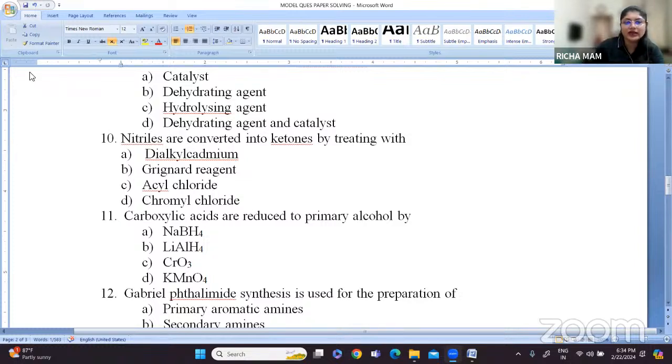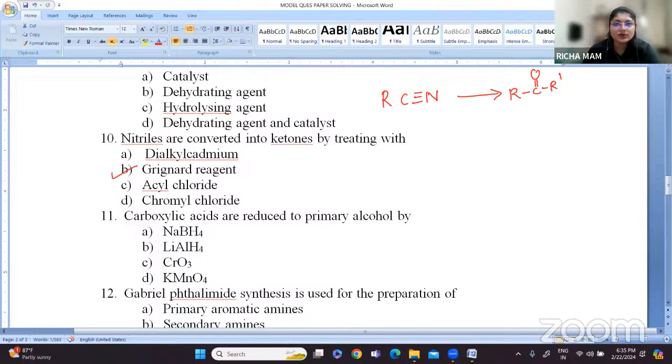So what are nitriles? I'll give you the structure of nitrile. So nitrile is this. Nitriles are converted into a ketone. So this is a ketone. Priyanka has answered it as C. So which reagent can we use? We can use Grignard reagent. So the answer is B.